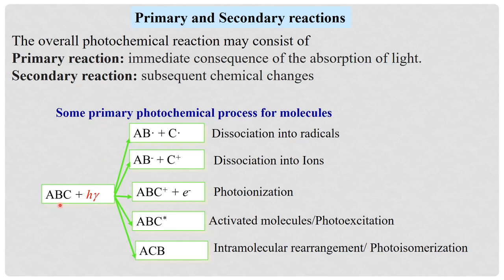Here is a molecule ABC which absorbs light. It can be dissociated into radicals or into ions, or it can involve photoionization, or the light absorbed by the molecule brings excitation in that molecule, that is called photoexcitation, or the molecule is rearranged by absorption of light.